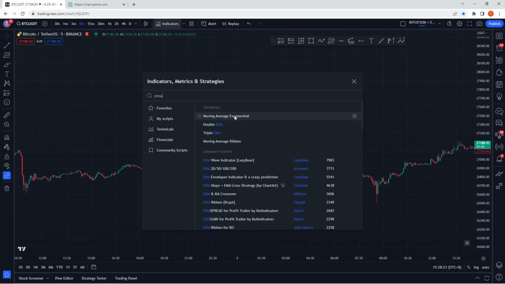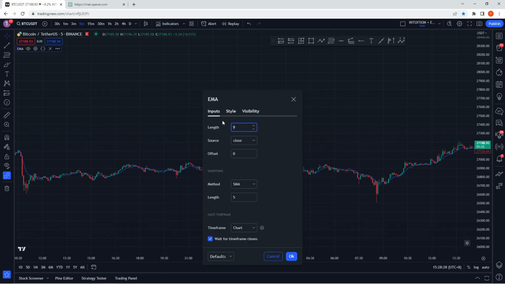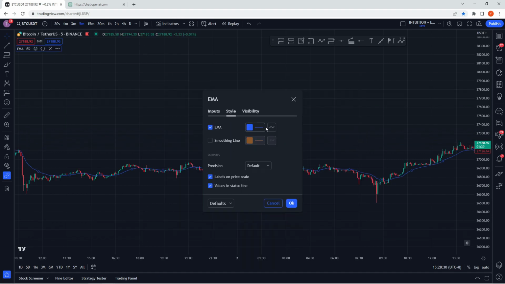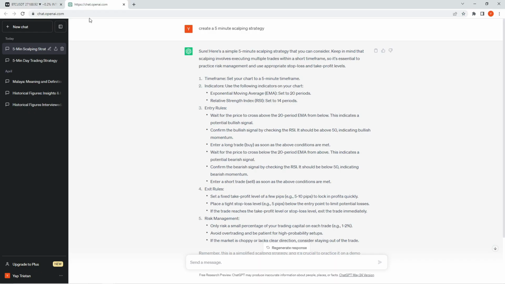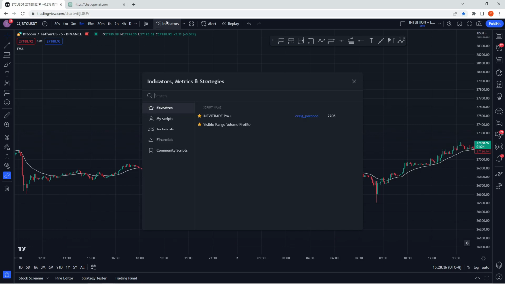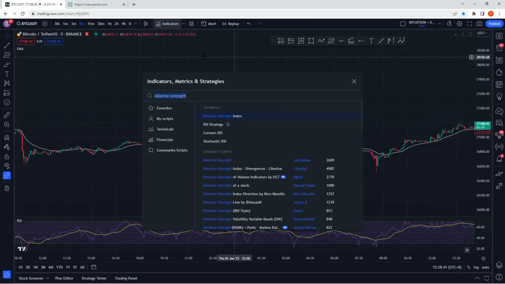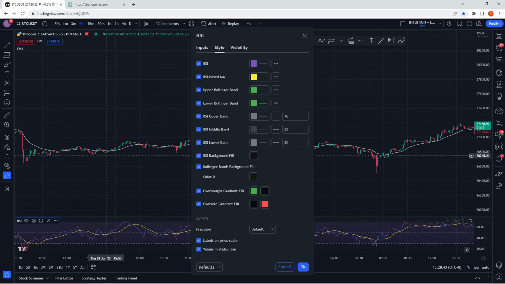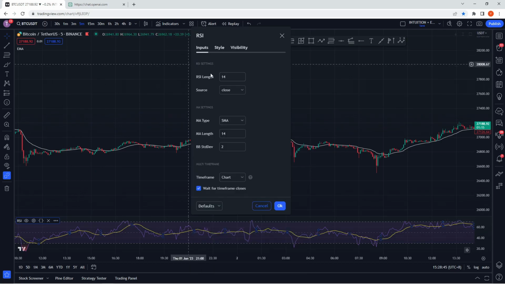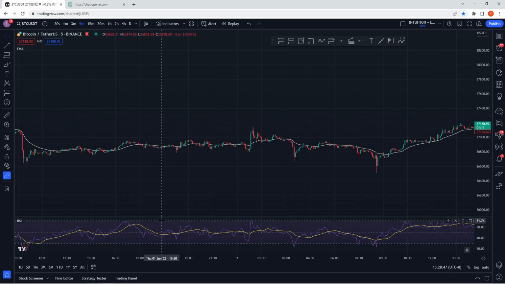Search up EMA, click on the one by moving average exponential. Let's change the length to 20 like ChatGPT said. I'm going to make it white so it's easier to see. Next up, we'll be using the relative strength index. We can click on that, and we're going to change the RSI to 14, and that is what it already is, so there's nothing to change there.